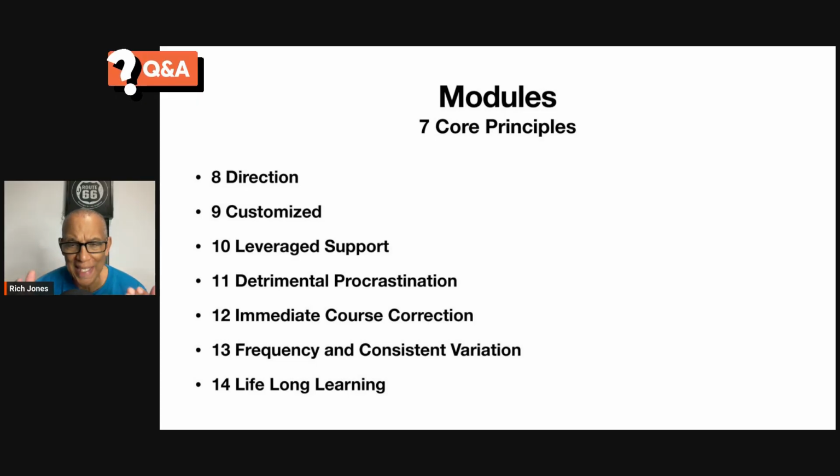Module 9, we talk about customization and how, in the actual RLM programming, customization is vital. Cookie cutter plans do not work in a restorative life management context. So we talk about how we customize programming. Leverage support, module 10. We talk about exactly how we make value out of leverage support and the underused leverages that derive from the support network.